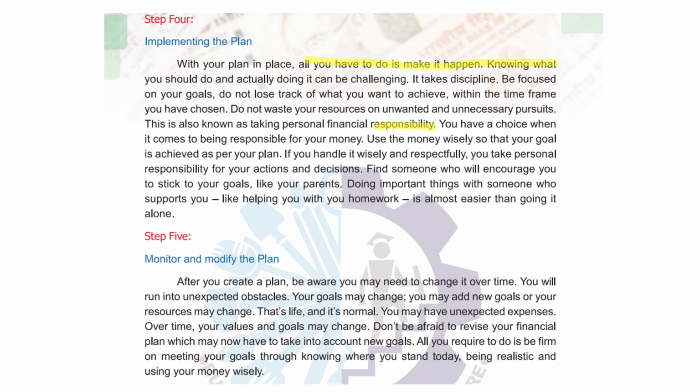Step 5, monitor and modify the plan. After you create a plan, be aware you may need to change it with time. You will run into unexpected obstacles. बहुत obvious सी बात है, कभी भी कोई भी emergency आ सकती है. Okay, that's all very normal. It's life and it's a part of life.